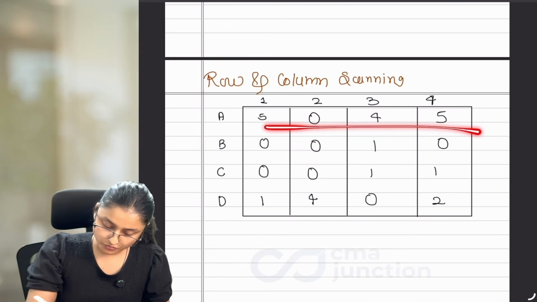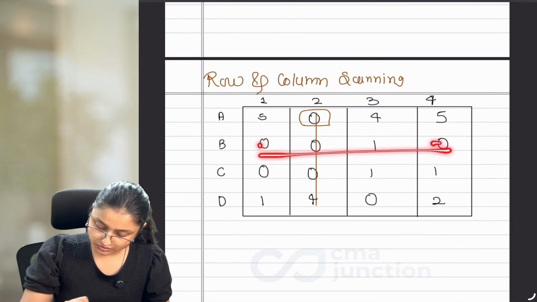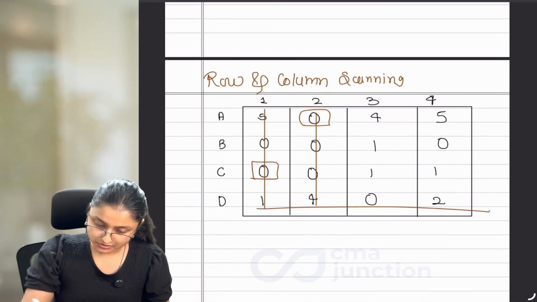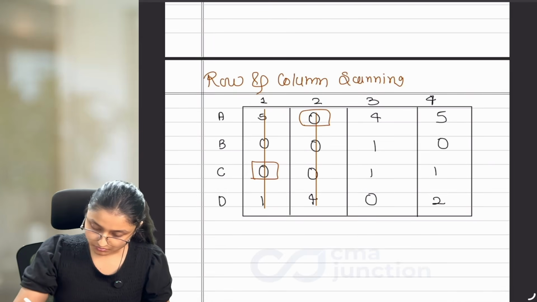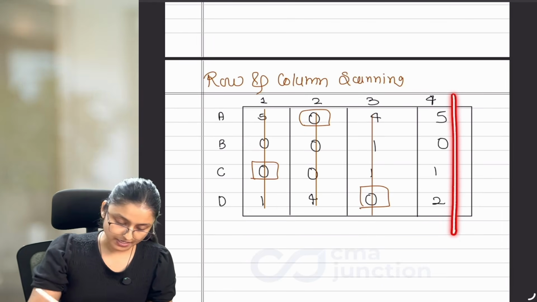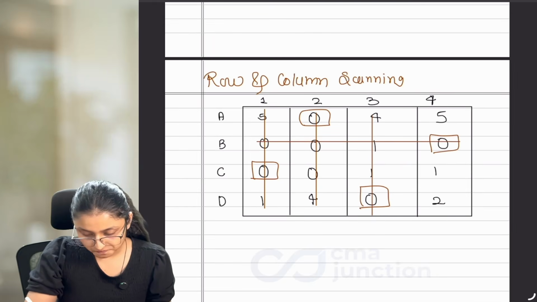So, in the first row, we have one 0, mark it and cut the column. In the second row, we have two 0s, skip. One 0, mark and cut the column. Here we have one 0, mark and cut the column. Now, even after scanning the rows, we are left with zeros. Hence, we have to do column scanning. In this column, we found one 0, mark and cut the row.